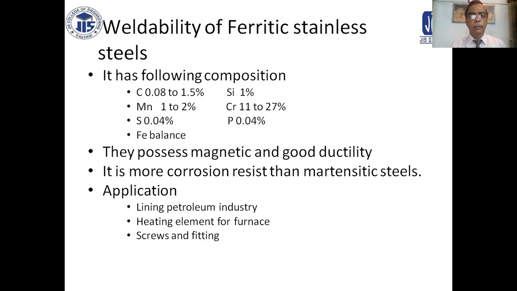Weldability of ferritic stainless steel. It has the following compositions: carbon 0.08 to 1.5, manganese 1.1 to 2, sulfur 0.04, silicon 1%, chromium 11 to 27, phosphorus 0.04. They possess magnetic properties and good ductility. It has more corrosion resistance than martensitic stainless steel. Application: lining, petroleum industry, heating elements for furnace, screws and fittings.